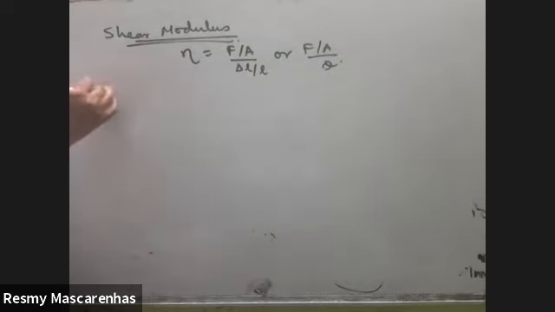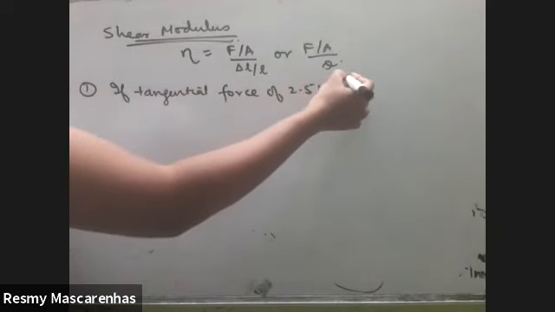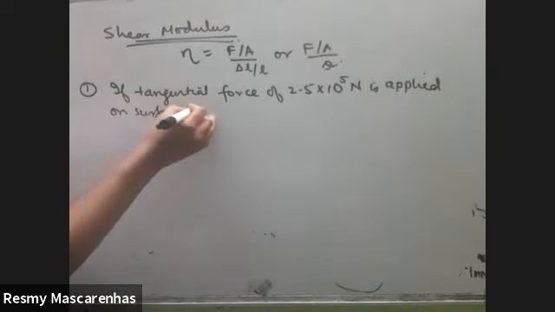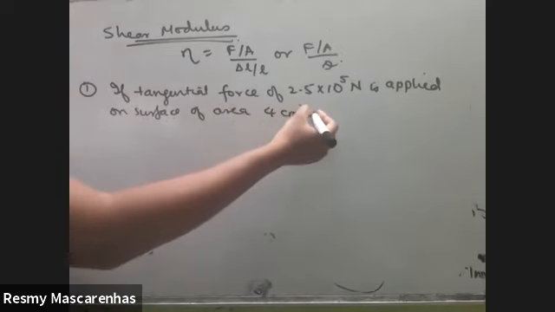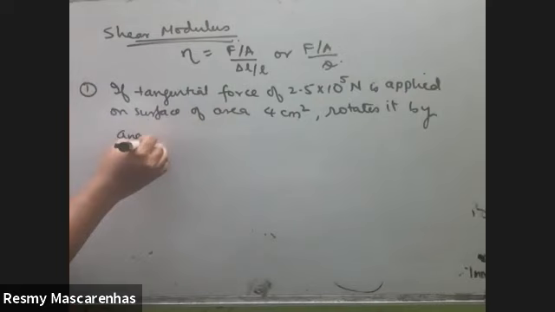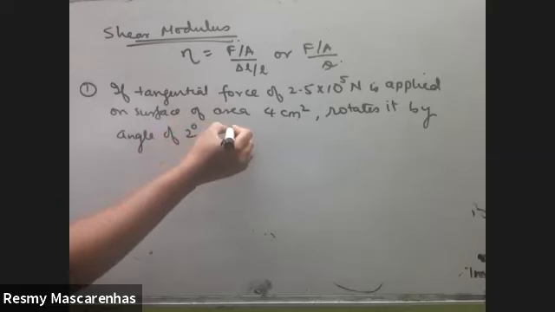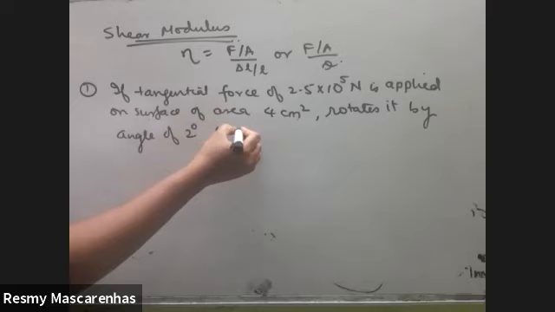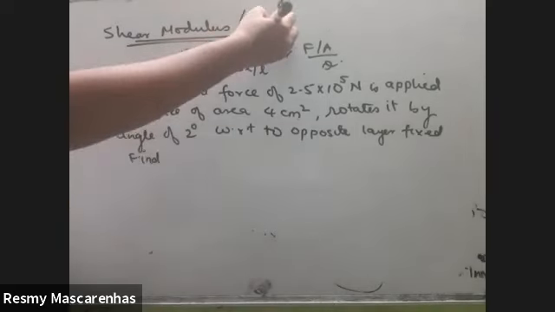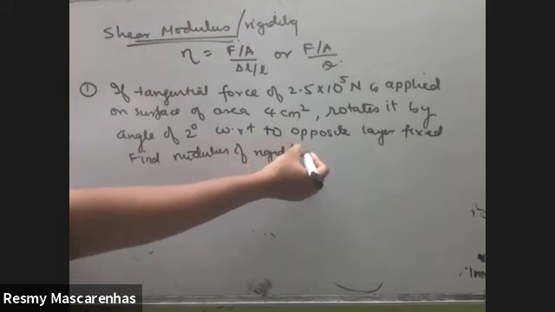First question. A tangential force of 2.5 into 10 raised to 5 Newton is applied on a surface of area 4 centimeter square, and rotates it by an angle of 2 degree with respect to... It's also called modulus of rigidity, I have given you. Find the modulus of rigidity.